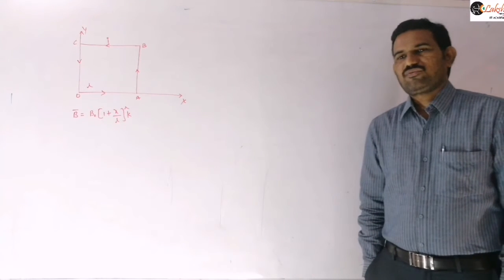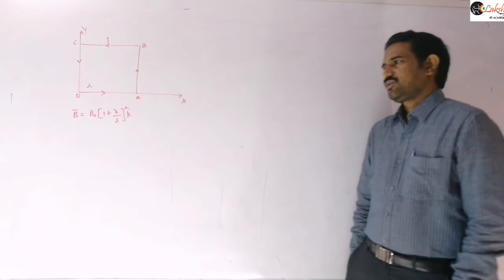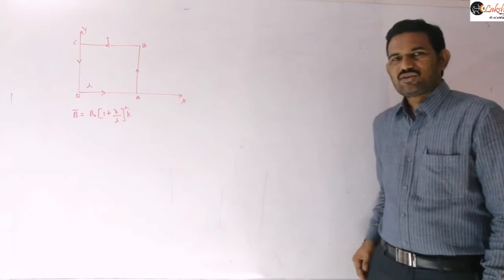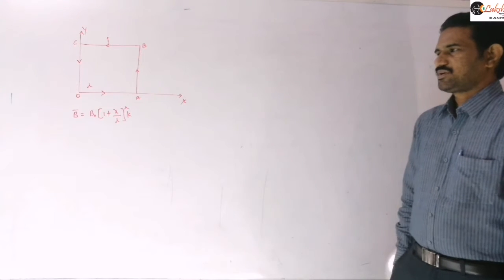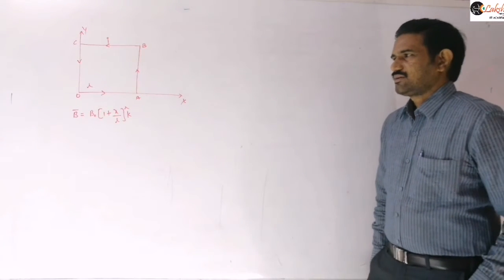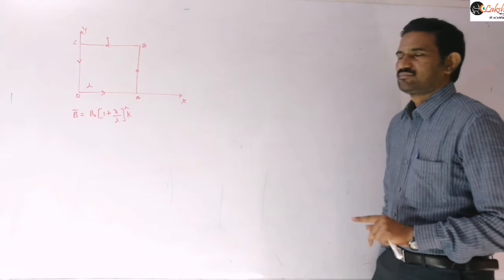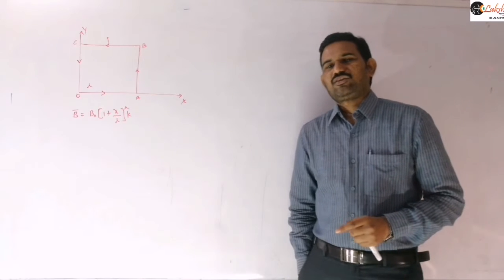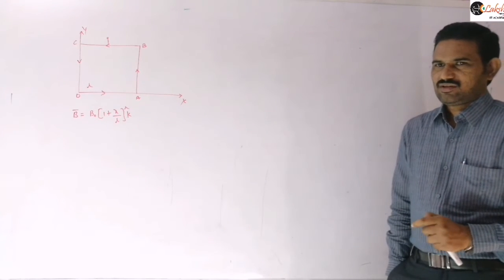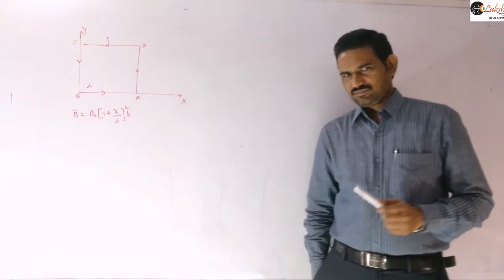If a non-uniform magnetic field, so write that expression, B bar is equal to B naught into (1 plus x by L) k cap, is applied, then find the force acting on the square loop. Find the force acting on the square loop, right?